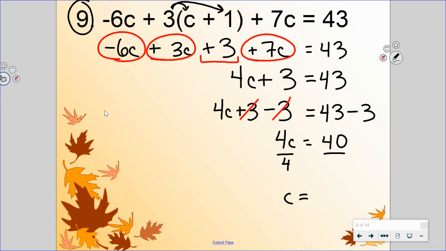Let's go ahead and split it up 4 times. Because 4 C's split into 4 parts is 1 C. No, you don't have to write that 1. 40 split into 4 parts is 10.